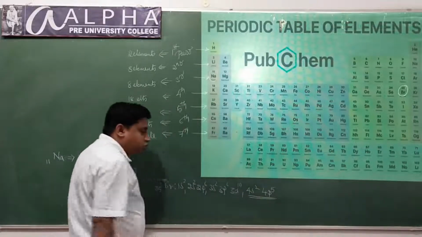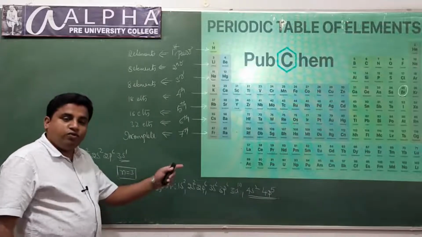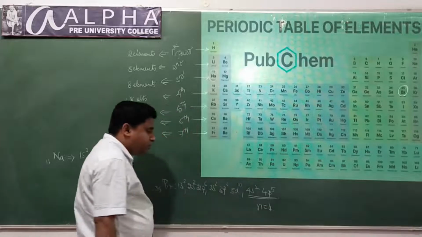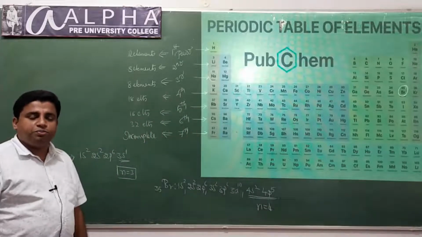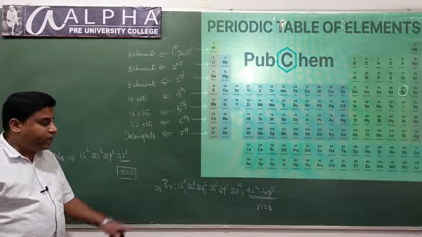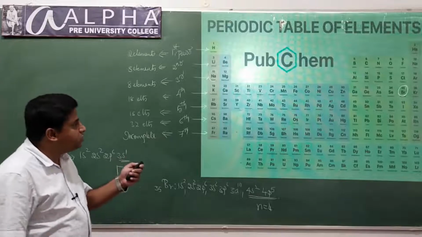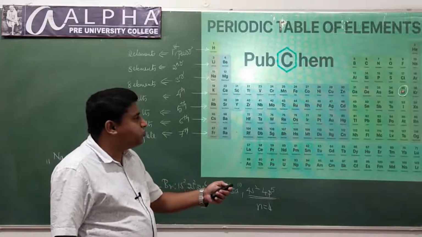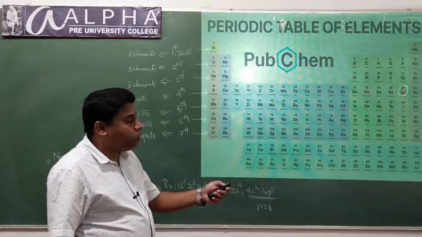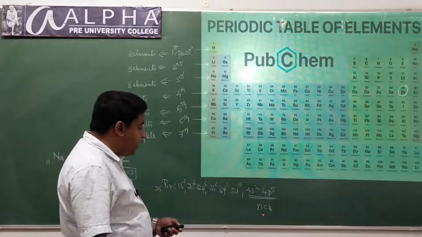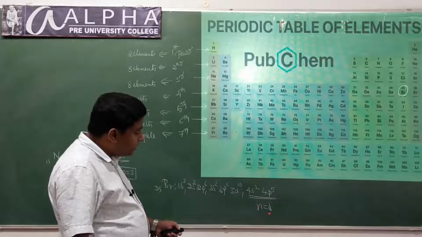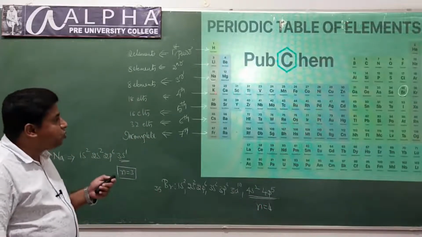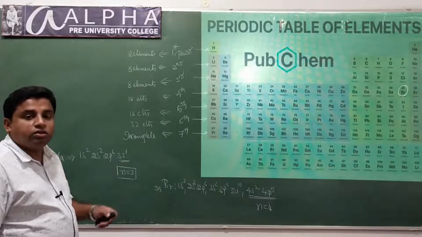Now, which is the outermost shell? This is the outermost shell. That is the valency shell. For the valency shell, the principal quantum number is 4, isn't it? Therefore, bromine belongs to which period? Just look at here. It belongs to the fourth period. Bromine belongs to the fourth period because for its valency shell, the principal quantum number is 4.